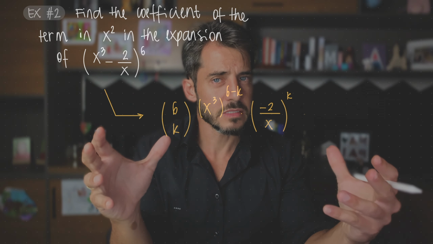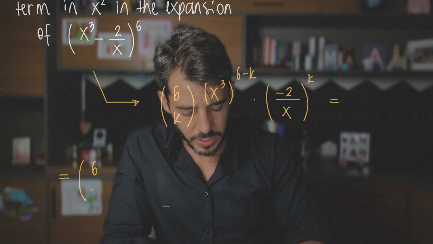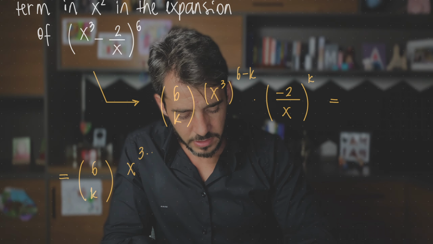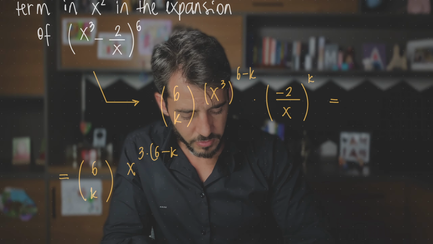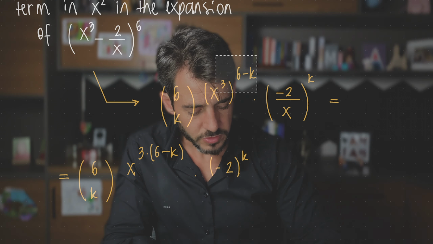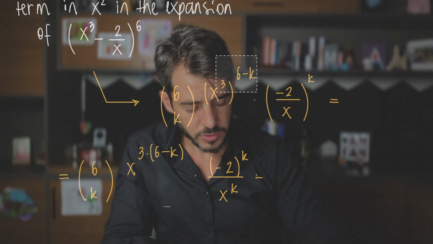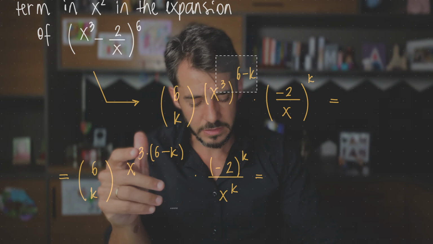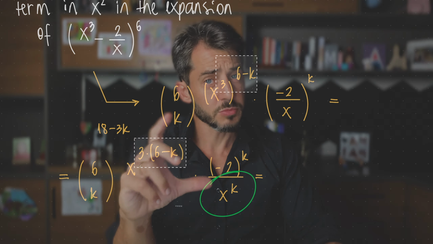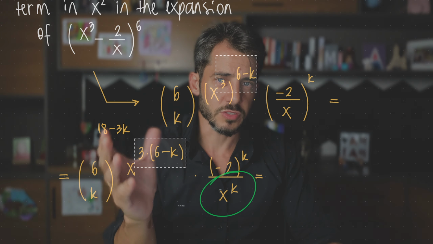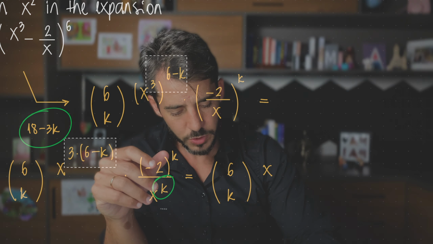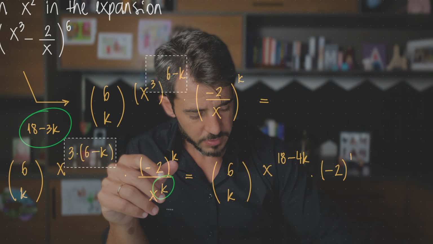And we're going to simplify this as much as possible, which means that we'll get 6 choose k. We don't do anything with this, not yet. x to the 3 times 6 minus k. Remember, when you have a power over a power, we multiply the exponents. Then we have negative 2 to the k over x to the k as well. We're going to simplify the powers of x. This one being 18 minus 3k, and this one just being k. We need to subtract these exponents given that we have a division. So we get 6 choose k, x to the 18 minus 3k minus k, which means 18 minus 4k, times negative 2 to the k.